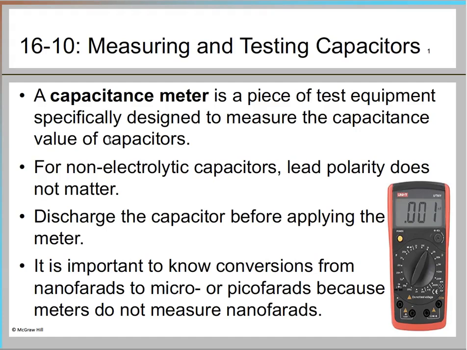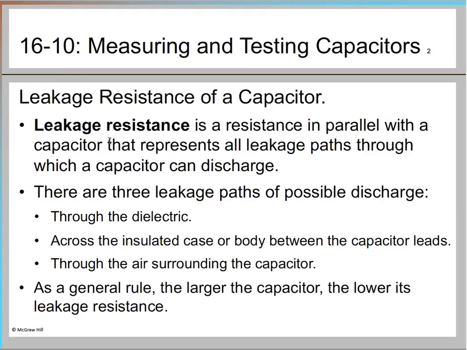Now next is the leakage resistance of a capacitor. This leakage resistance is a resistance which is in parallel with the capacitor, and it basically represents all leakage paths through which a capacitor can discharge. Actually, the dielectric of the capacitor is never ideal or perfect. There will be some small current between the terminals of the capacitor, either through the dielectric itself or through other insulating materials.